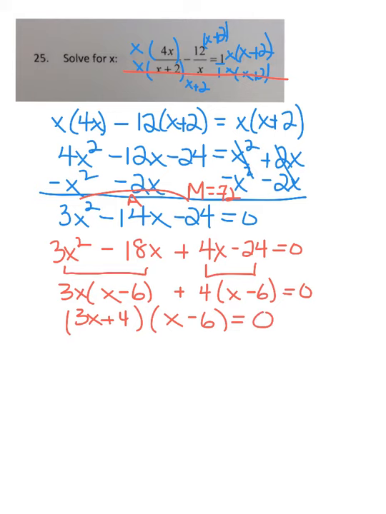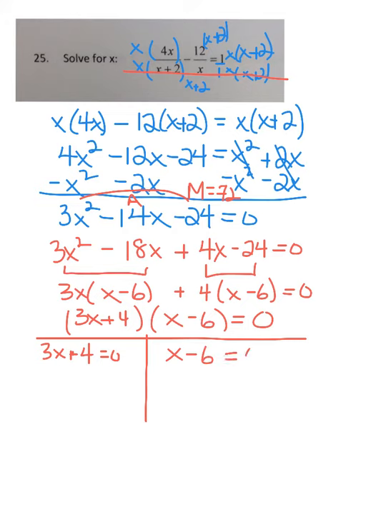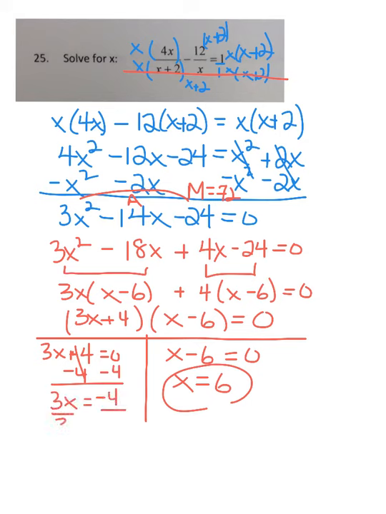But the question says to solve. So remember when we solve, we do our little t-chart here, and we set each of these factors equal to 0. Well, this one over here on the right is pretty easy. That's x equals 6. And then over here on the left-hand side, we're going to subtract 4 out. We'll get 3x equals negative 4, and then we're going to divide that by 3. So we have x equals negative 4/3.